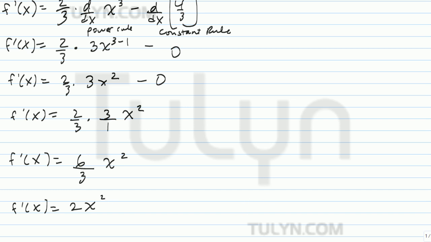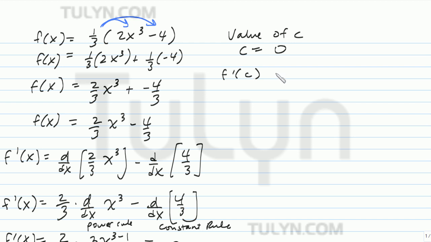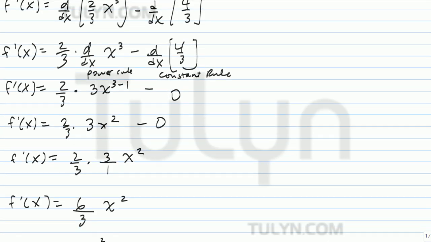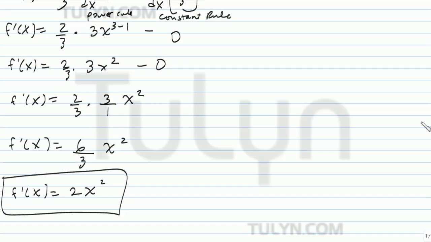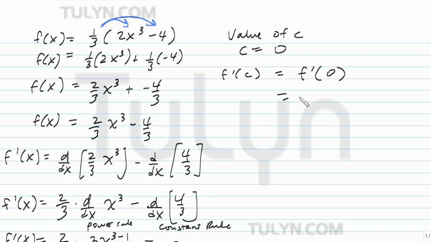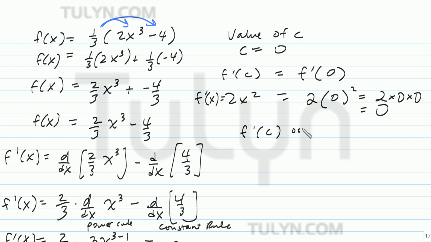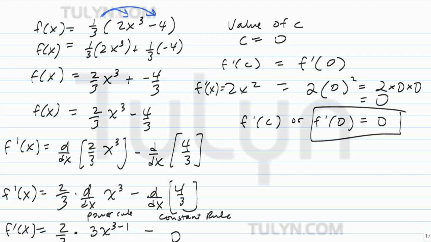Now, if we had to find, what did it say, f prime of c? All you do is plug into the formula, 0, right? And so that'll be f prime equals 2x squared. So plug in, and wherever you see x, you plug in 0, and it's 2 times 0 times 0, which is going to be 0. So f prime of c, or f prime of 0, is going to be 0.